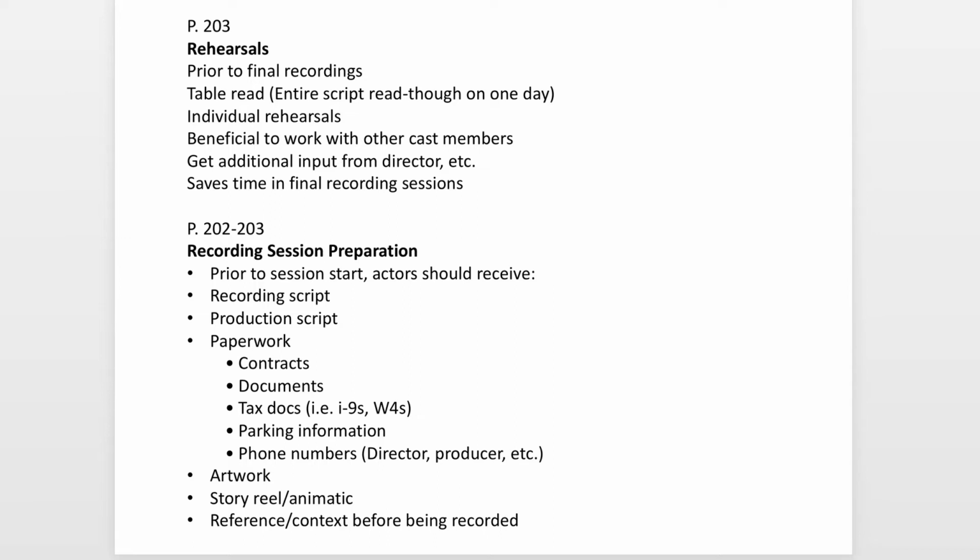Page 202 to 203, recording session preparation. Prior to session start, actors should receive the recording script, the production script. All their paperwork should be done, which would include contracts, documents, tax documents, their I-9s and W-4s in place, any parking information for the facility that they're to be going to, and the phone numbers of the director and the producer and so on. You also would want to show them artwork of what their character would look like. And the story reel, sometimes it's good for them to see some evidence of what it is they're doing as well. The more you can show the actor, the better they're going to get a feel for the character. Any reference or context before being recorded is always helpful.